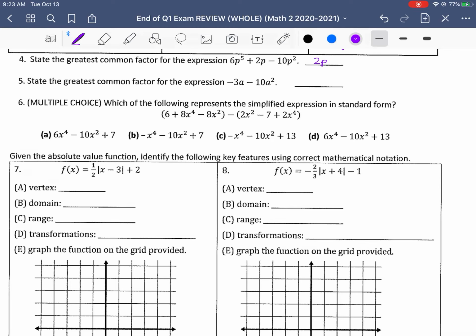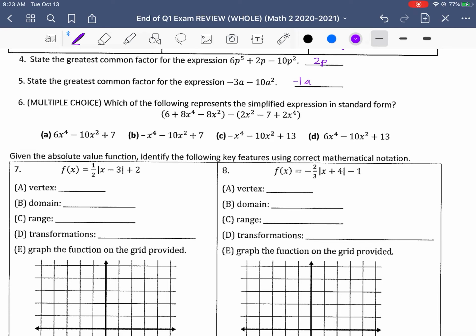State the greatest common factor for this expression. Notice here you've got a negative 3 and a negative 10, so we could take out a negative 1 if we wanted, but nothing else divides out of 3 and 10 nicely. So notice they each have an a as well, so we could put negative 1a, or if you would just like to put a, that's also considered greatest common factor.